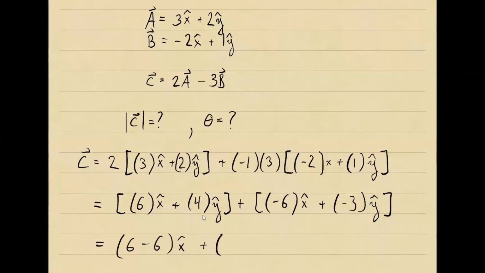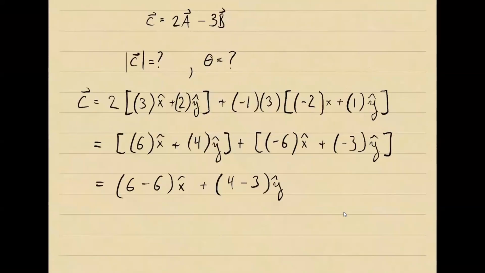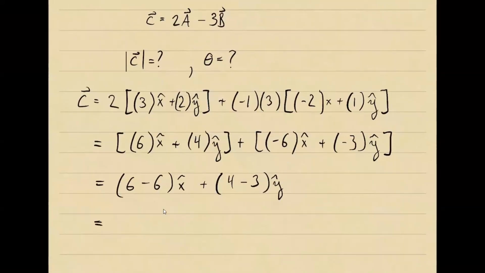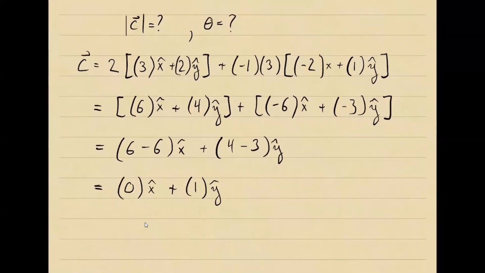And for the y components, we have 4 plus -3. So 4 minus 3 in the y direction. Well, 6 minus 6 is 0. So this doesn't have an x component. So you either write it like this, or we could just leave this off altogether. And then for our y component, we have 4 minus 3, which is just 1. So plus 1 in the y direction. Okay, so that's not too bad.